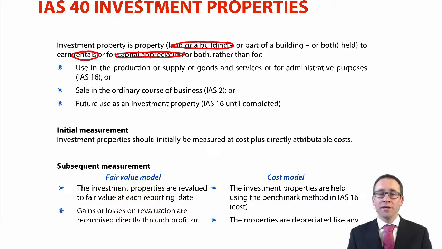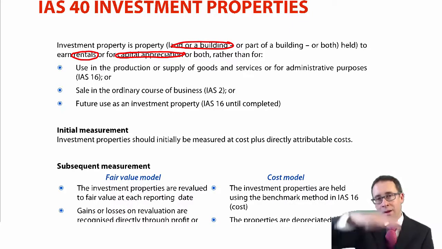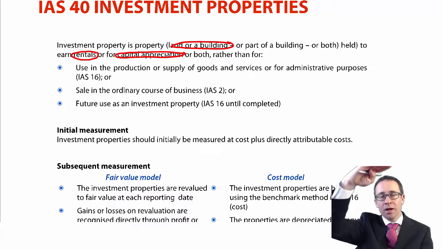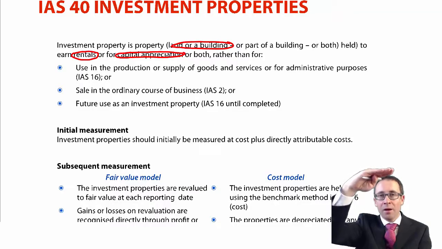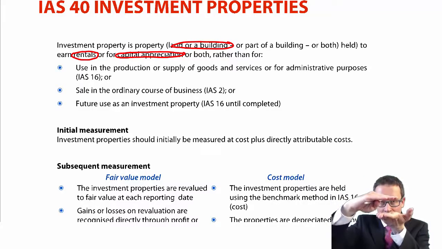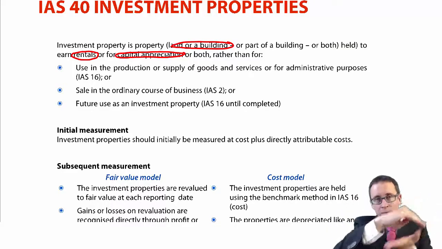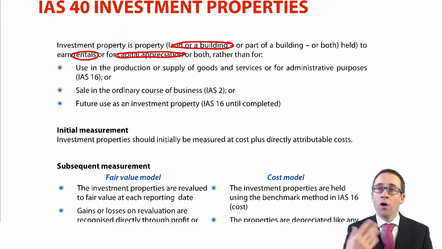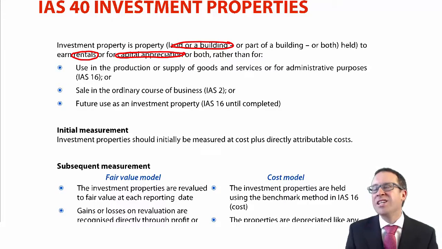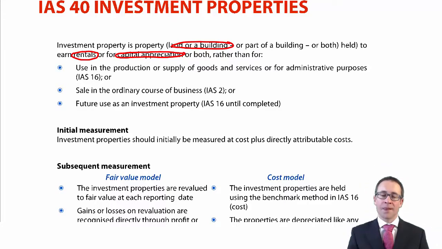Yeah, it's land or buildings, or maybe part of a building. So maybe you've got a big, tall building, 40 stories high. Maybe one floor of that you decide to rent out. Okay, so that floor would be investment property. The rest, if it was for your own personal use, that would be nice, wouldn't it? 39 floors, my own personal use. That will be property, plant and equipment. But there you have it.